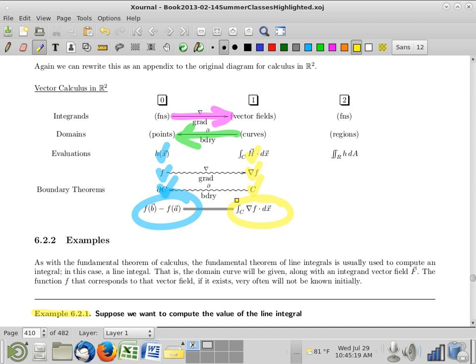Different operators are playing different roles. Here we're talking about boundaries of curves being points, as opposed to the boundary of an interval being points. Here we're talking about the gradient, not the derivative, the gradient. Different context, different operator makes the thing work. But the punchline is the same: this gradient operator is playing a role that's complementary to the role that boundary is playing, in that it makes these two evaluations work.